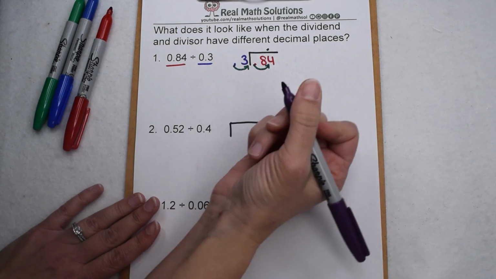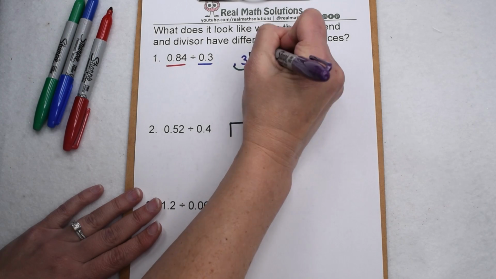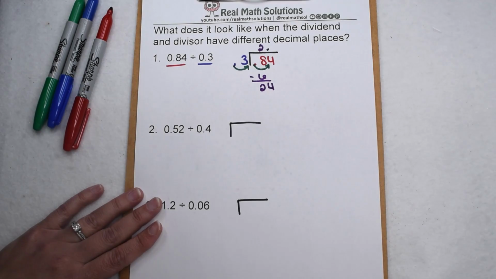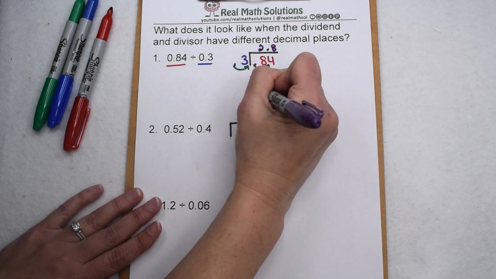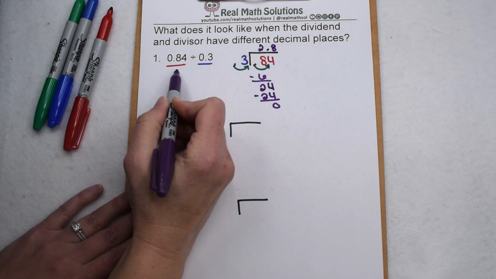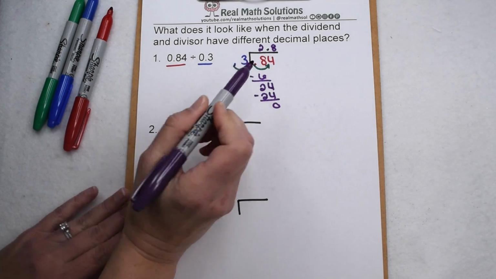So when we divide, let's pay close attention to place value. 3 goes into 8 2 times, that's 6. Subtract, 2, bring down my 4. 3 goes into 24 8 times. Make sure we line that up closely in our quotient, and we're left with 0. So 84 hundredths divided by 3 tenths gives me 2 and 8 tenths.